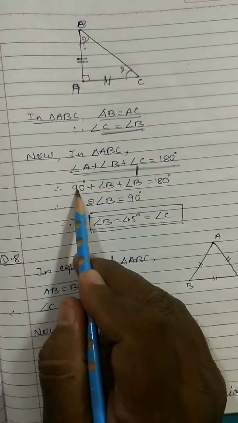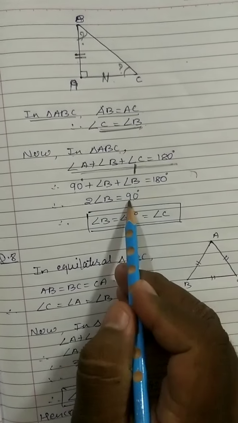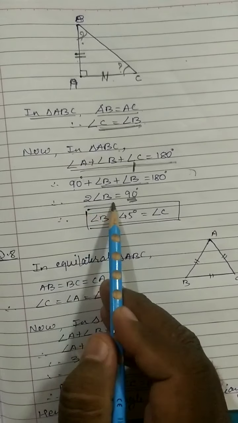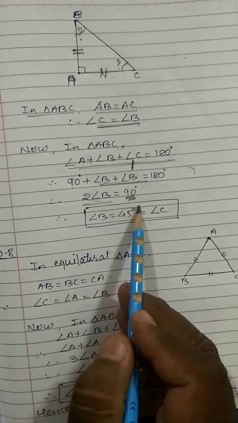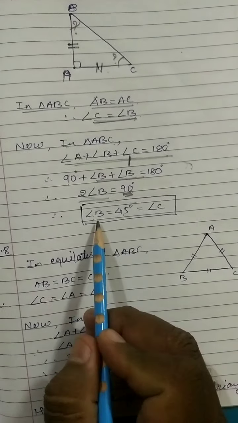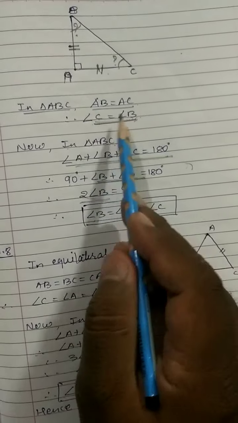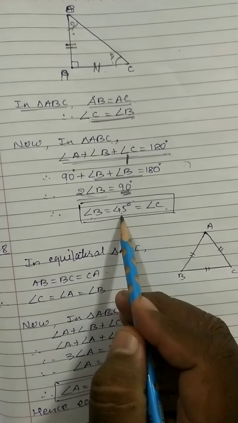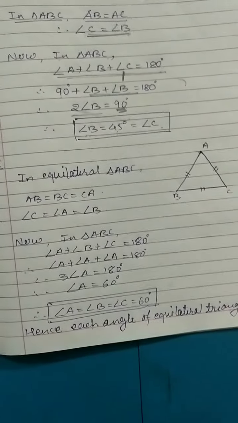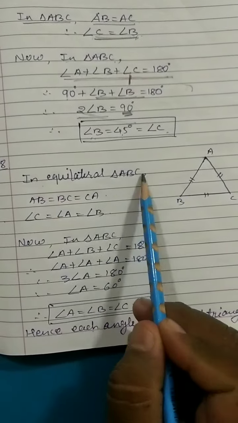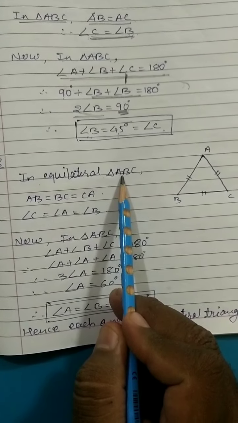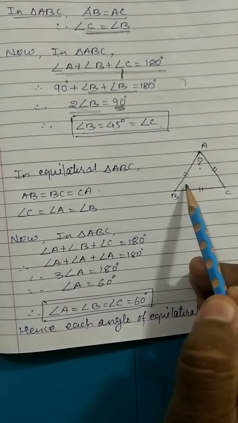Take this 90 on that side, so 180 minus 90, that is 90, angle B plus angle B, 2 times angle B, and now send this 2 in the denominator of 90, so we can say angle B is 45 degrees. And since angle B and angle C are equal, so we can say B and C both will be 45 degrees, right? Okay. Eighth one, in equilateral triangle ABC, we have to show that each angle is 60 degrees, right?